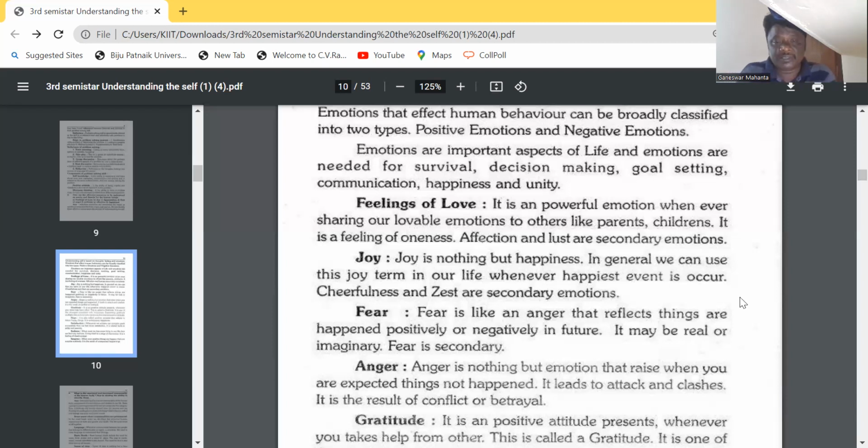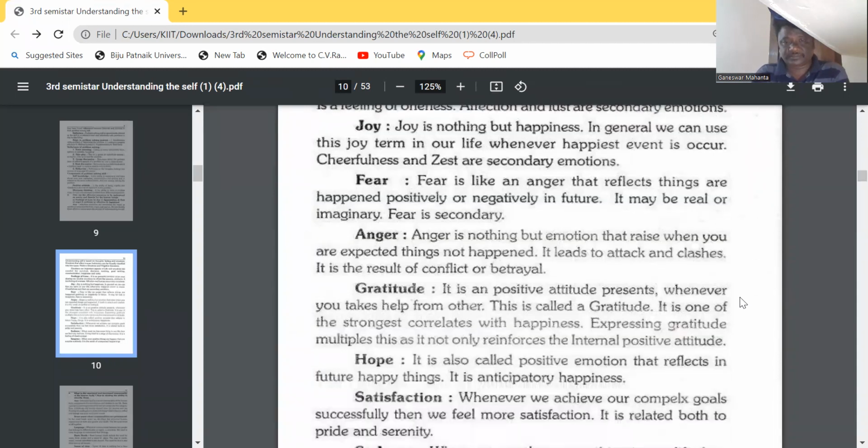Anger. Anger is nothing but an emotion that rises when the things you expected do not happen. When expected things do not happen, then you get angry. It leads to attacks and clashes. It is the result of conflict and betrayal also.